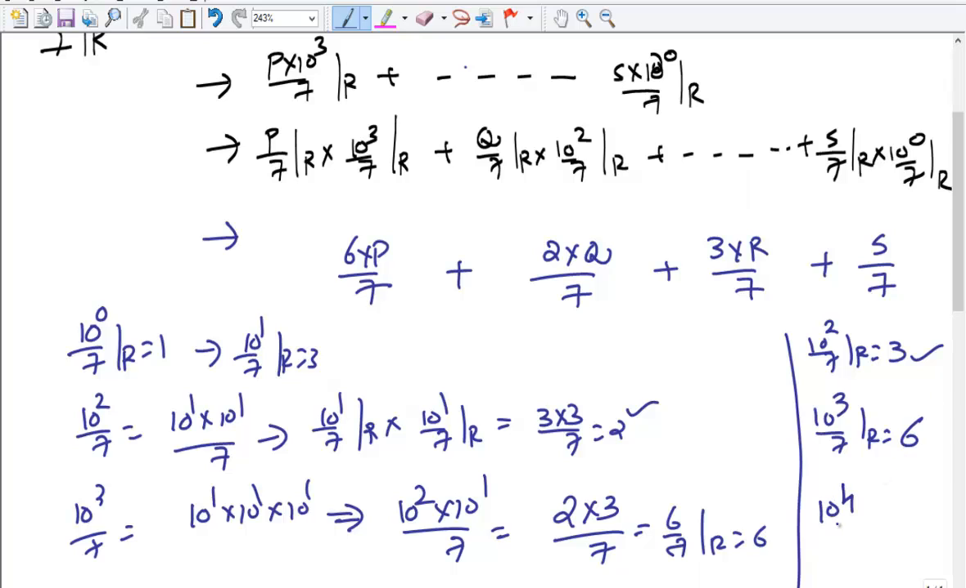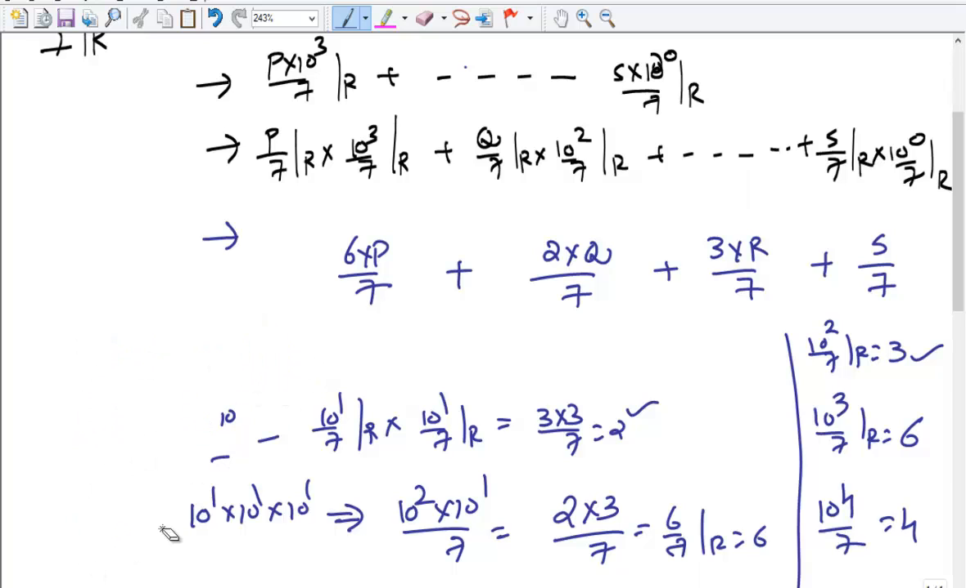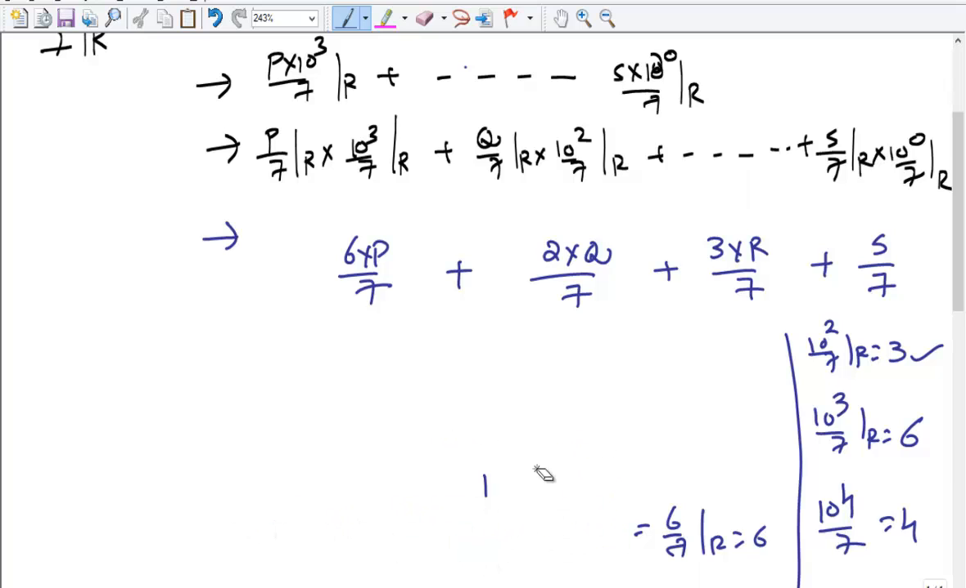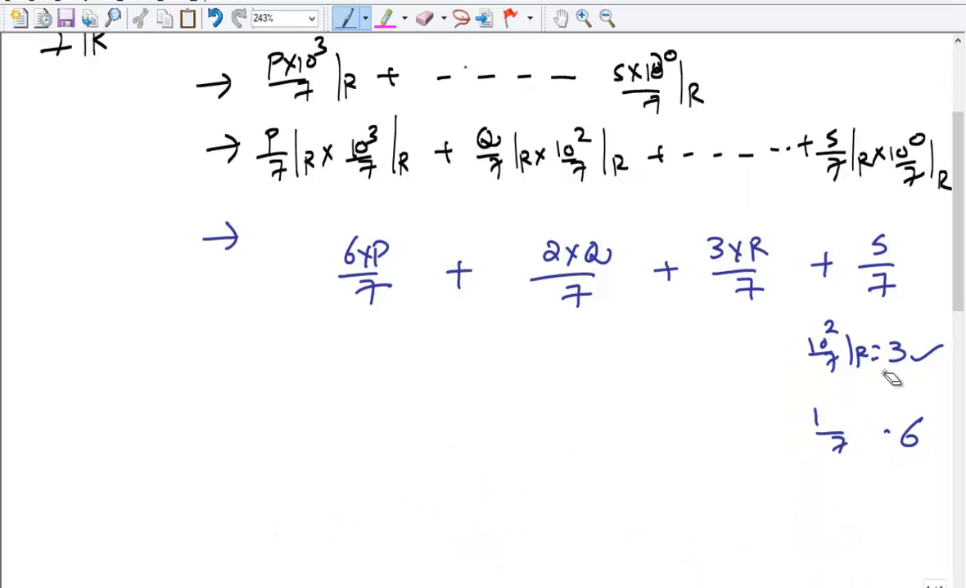Now 10 power 4 by 7 remainder is nothing but the 10 cube remainder, which is 6, and 1 more 10, that is 6 into 10, 60. 60 by 7, 4. This way you can solve. Now here we've got the remainders as 6 times P plus 2 times Q and 3 times R, and then the last one is 1 time S.